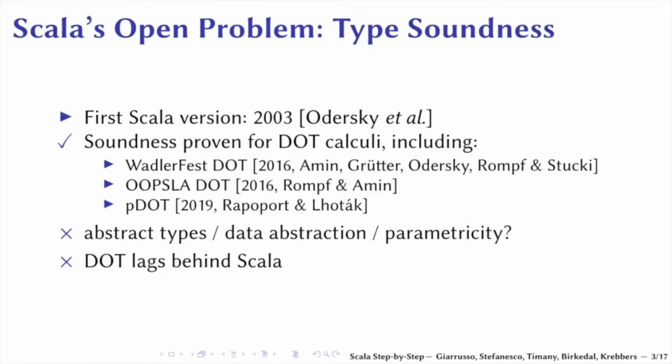Interesting as Scala is, its type soundness has been, in fact, an open question since Scala's introduction in 2003. Soundness proofs have been machine checked for significant Scala fragments, the DOT calculus, an amazing success. However, we have no proofs that abstract types are indeed abstract. And DOT calculi lag behind Scala even on core features and are not catching up. DOT is hard to extend, while Scala's evolution is not slowing down.